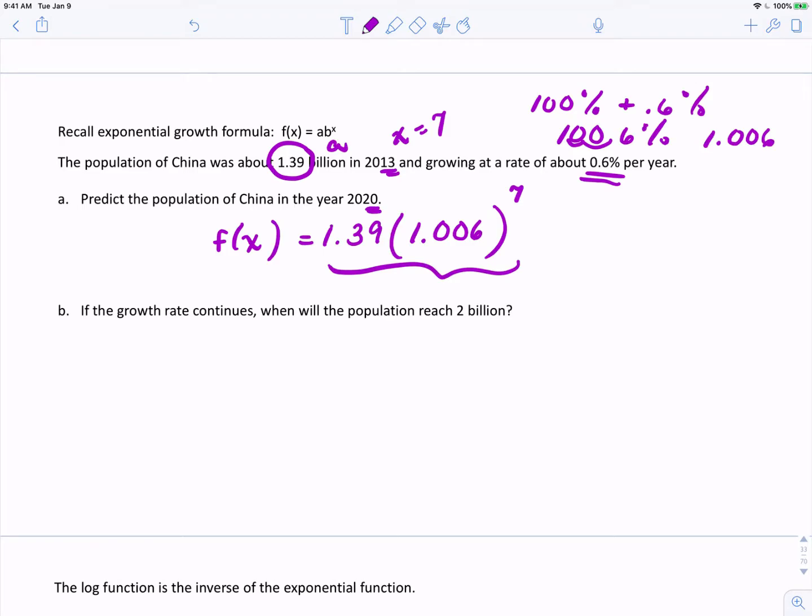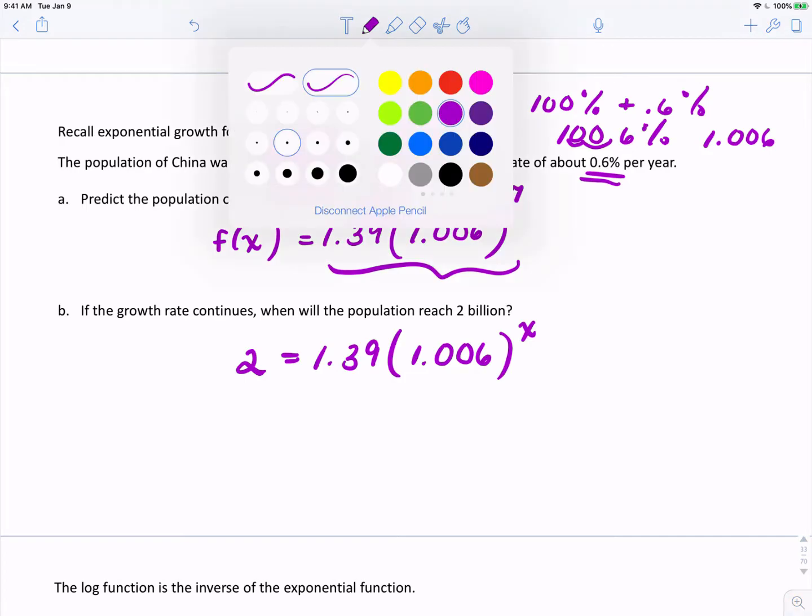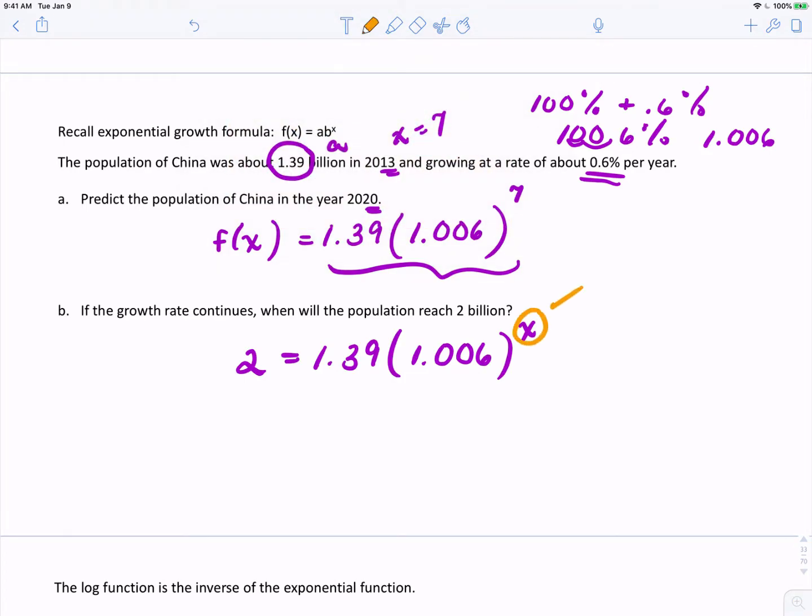We were able to set up that problem. 2 is equal to 1.39 times 1.006 raised to the x power. But the problem we had was that we hadn't discussed in our class how to solve equations where the unknown, the variable, is in the exponent. So finally, we're getting to a section where we're going to discuss a new function that will allow us to solve this type of equation.